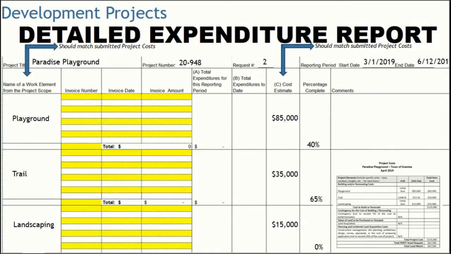The Detailed Expenditure Report is often referred to as the DER. The first column is where you'll list individual scope items. And here in column C, these are your cost estimates. Both of these come directly from the cost estimates that were submitted with your application. And down here is a sample of project costs that you would have submitted with your application.